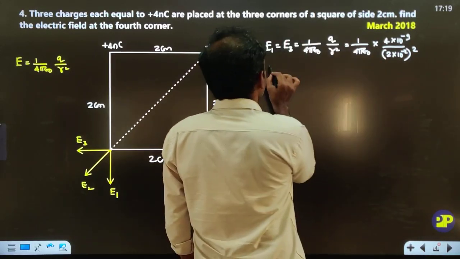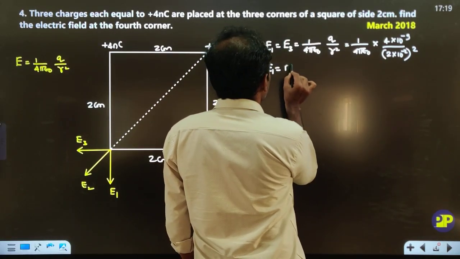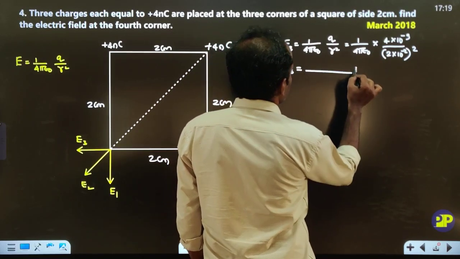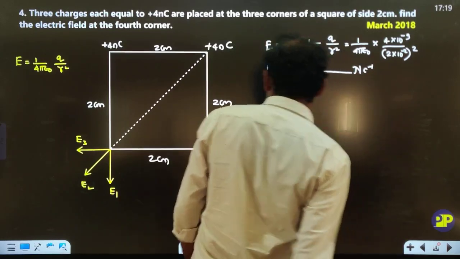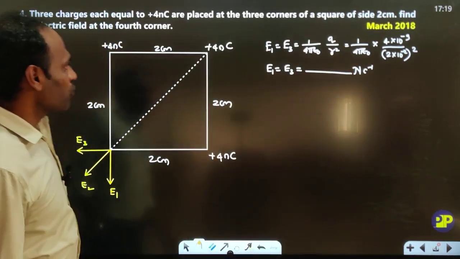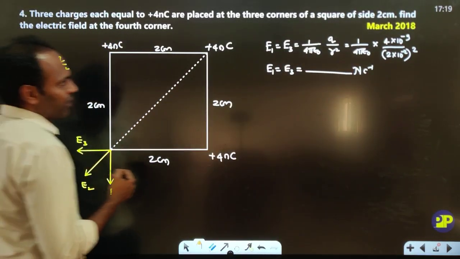Okay. So finally we will get E1 and E3 here. Write the SI unit at any cost. Don't forget it. After that, you have to calculate E2 now.